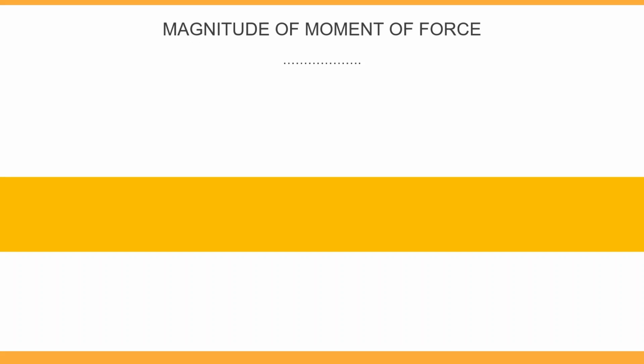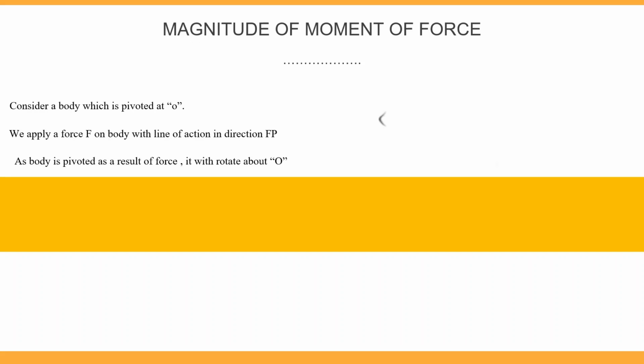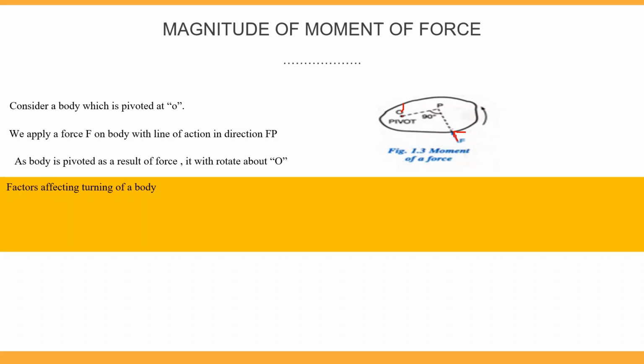Next, what is magnitude of moment of force? For that, consider a body that is pivoted at point O. That is at this point. We are applying a force F on that body. What will happen? As the body is pivoted, it will rotate about the point O. Now, what are the factors affecting the turning of the body?